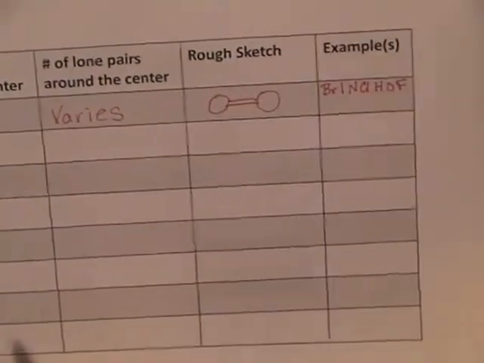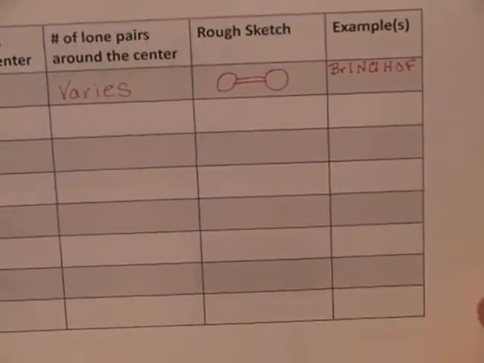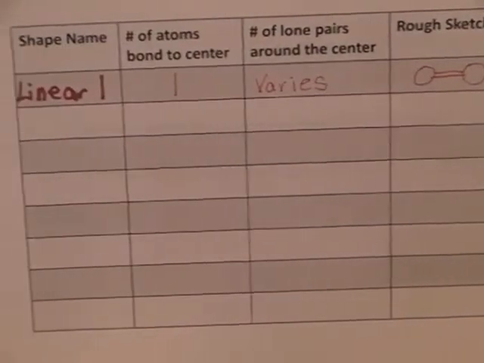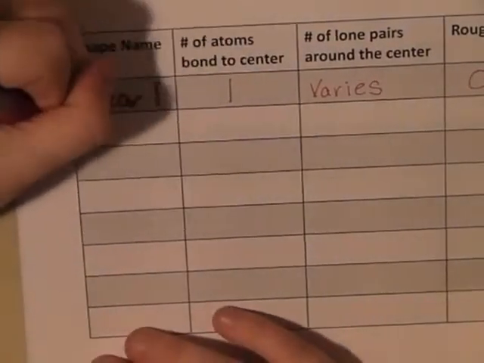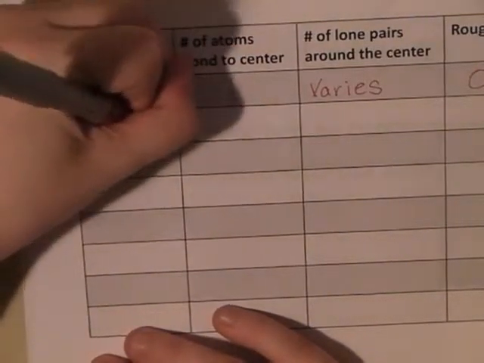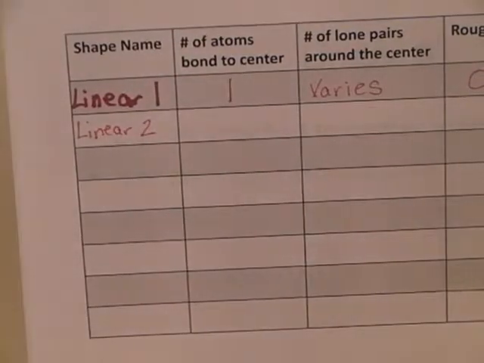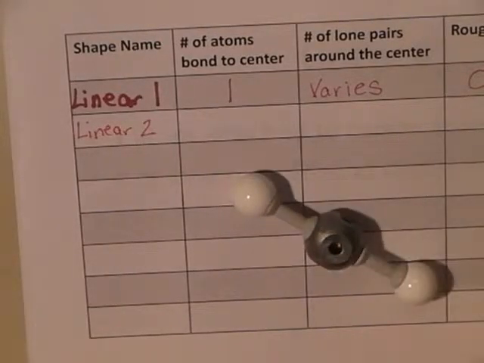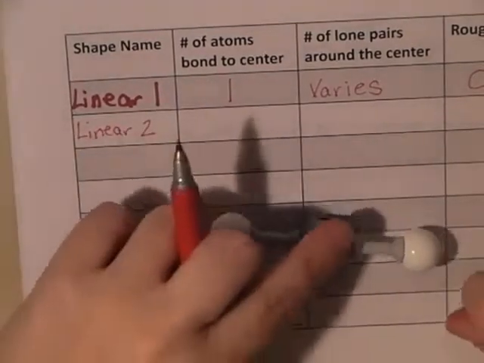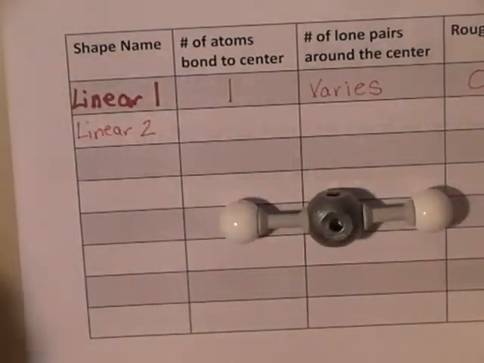Next one. Actually, I don't even know if I'm going to go through the PowerPoint. I think I'm just going to fill out the chart. So let's move back over here. The next one is called linear 2, because we actually have 2 options when it comes to linear. And this is the other option. All right, it's got extra holes in it. We're going to ignore those for now, but this would be your other linear option.